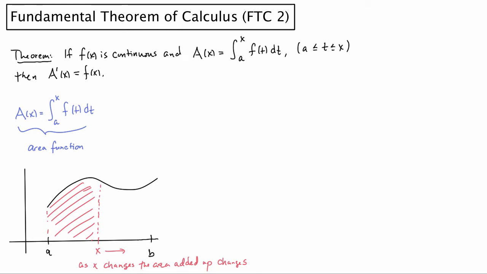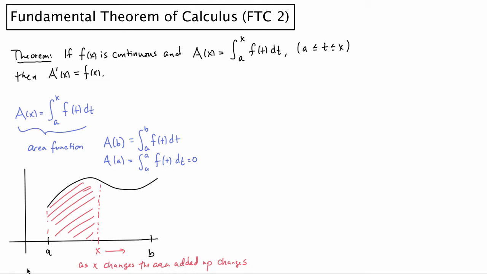So I can consider all possible values of x between a and b. So A of b would be equal to the integral from a to b of f of t dt, which would be everything here. A of a, there would be no area. So this integral would be 0, because if I started at a and never got off of a, then I wouldn't be adding up any area.